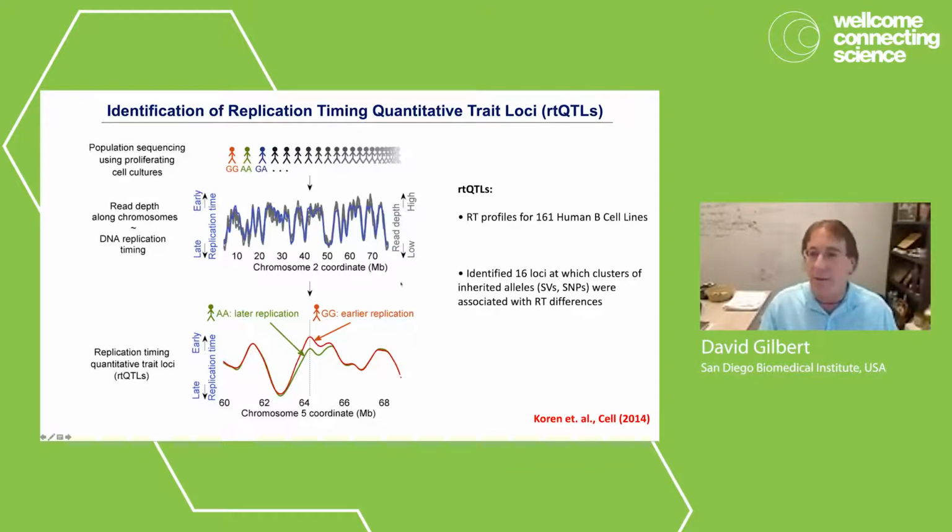And when he does this, he can find regions that are different between different individuals or different chromosomes. And he can identify variants that are linked to those replication timing changes. So out of 161 human B cell lines, this is now the 1,000 genomes cohort, he identified 16 loci with clusters of variants. Now, of course, there are many variants for each of these RT-QTLs, but it's an incredibly robust method, actually, considering how low the dynamic range is when you have only maybe 10% of the cells proliferating.